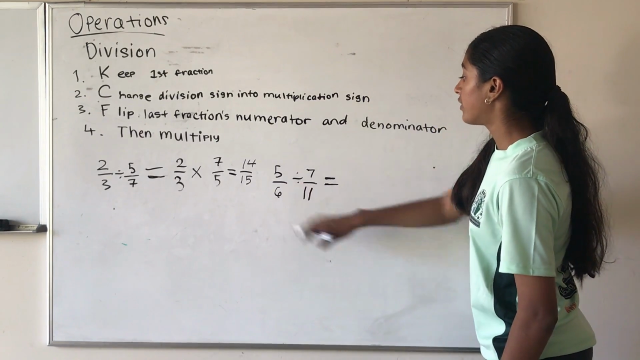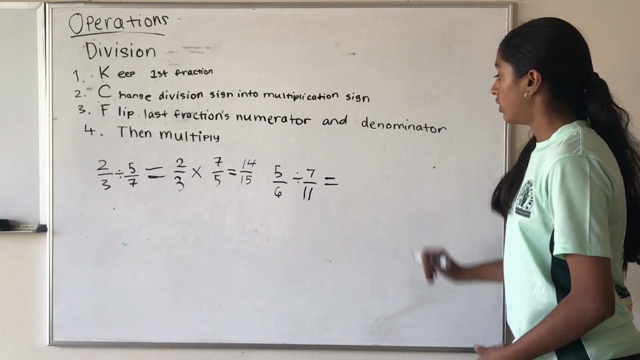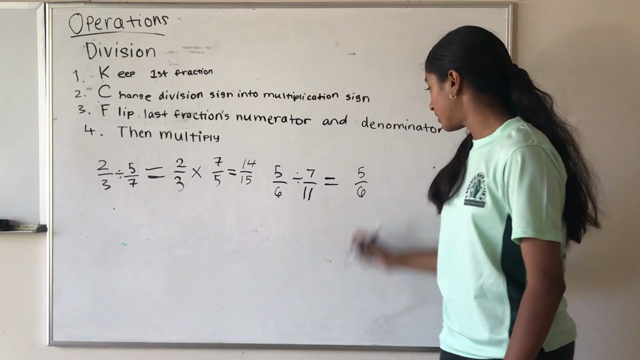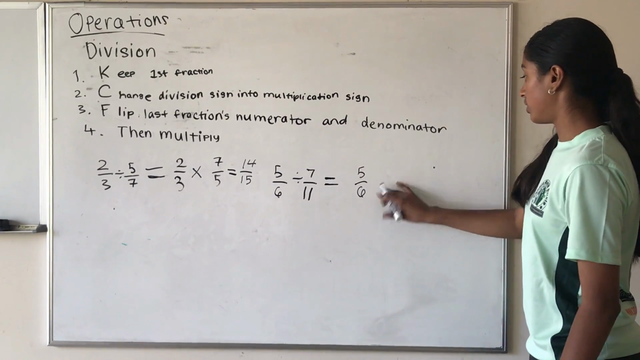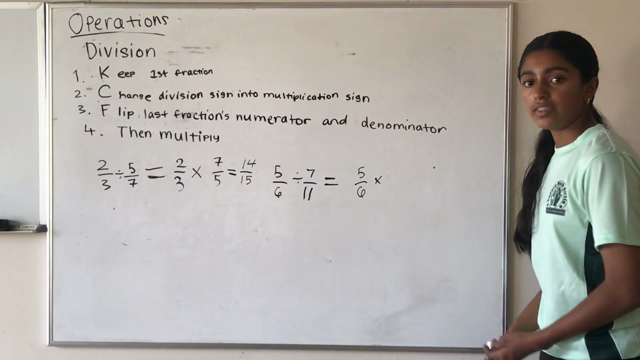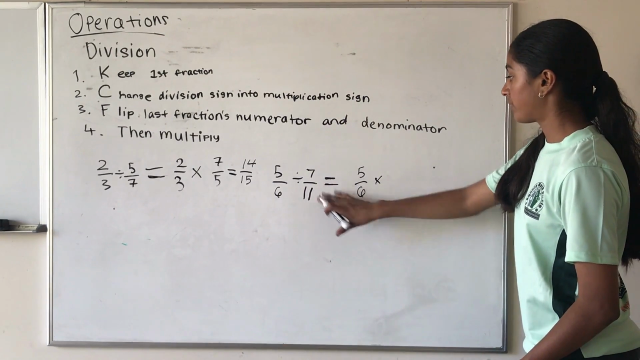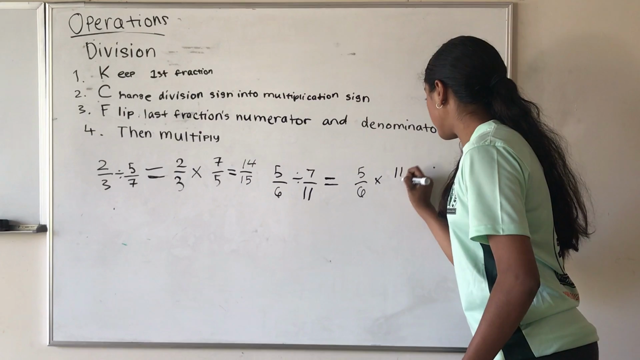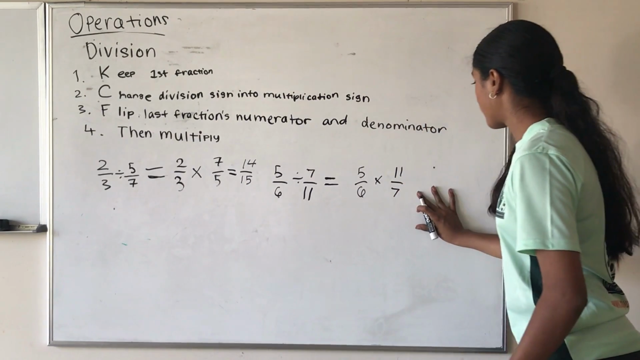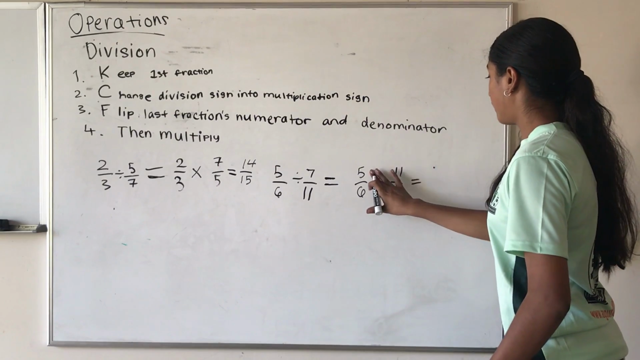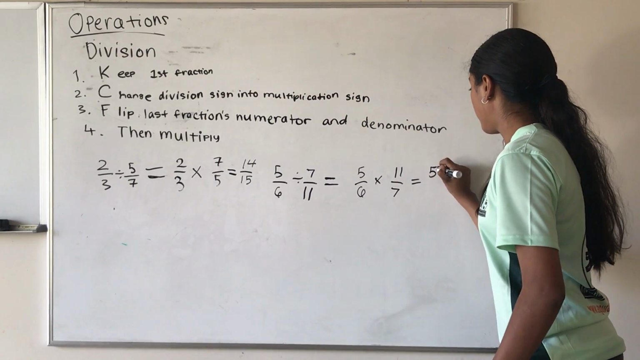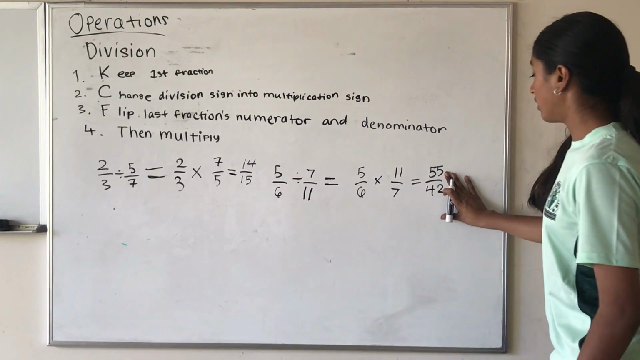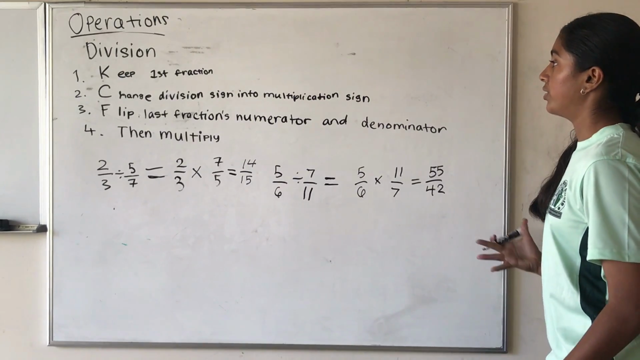Now we have the example 5 over 6 divided by 7 over 11. So our first step would be to keep the fraction the same. So you would have 5 over 6. Then you would switch the division sign. So draw a multiplication sign. And then you find the reciprocal of the last fraction. So since the numerator is 7 and the denominator is 11, we would switch it into the fraction 11 over 7. And then multiply. 5 times 11 is 55, and 6 times 7 is 42. So this, 55 over 42, would be your answer.